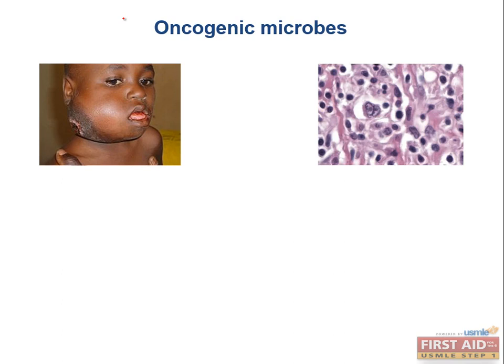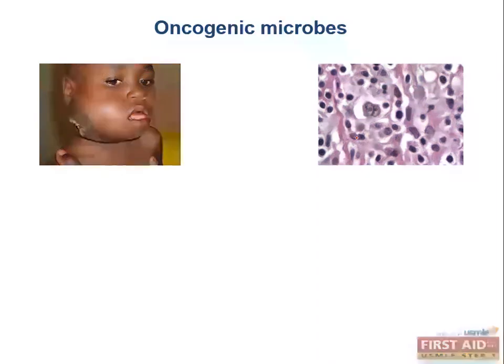What other types of cancers are involved? Here's another one. What else does EBV, Epstein-Barr virus, cause? It's a herpes virus. What is this cancer? What is this cell? This is a Reed-Sternberg cell. Okay, and this cancer then must be Hodgkin lymphoma.